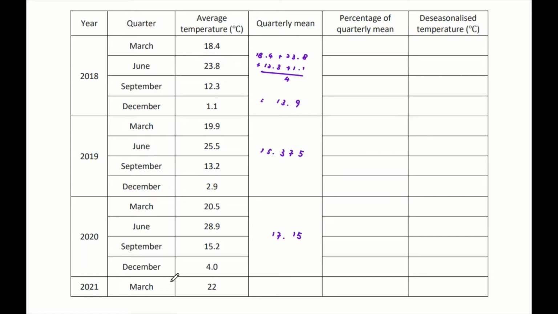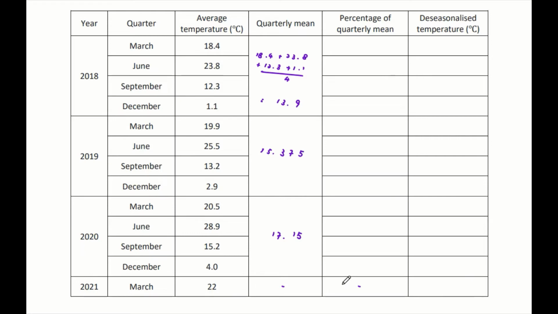So in the last one, we only have one, so that's why we are not going to use this when we try to identify the seasonal index. We are just going to use it when we include it for the deseasonalized data. But for identifying the seasonal index, we are not going to use this value.